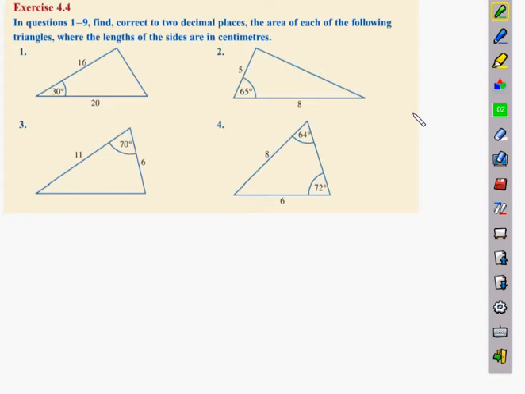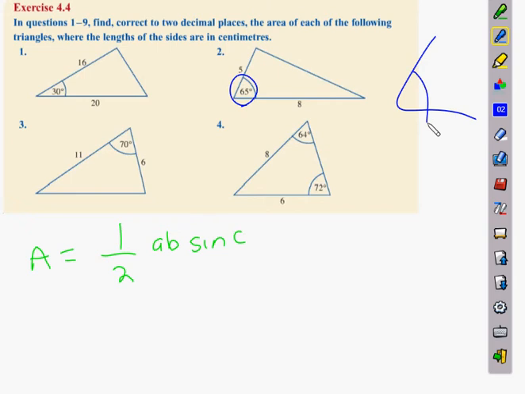But what we're doing in these questions is a half AB sine C. So what you do is you pick an angle and you call it C. So whichever angle is available to you. So in question 2, the angle 65 is available to you, and the angle you're using always has to be in between the two sides that you know. Is everybody happy with that? So the angle you're using is always sandwiched in between the two sides you know.